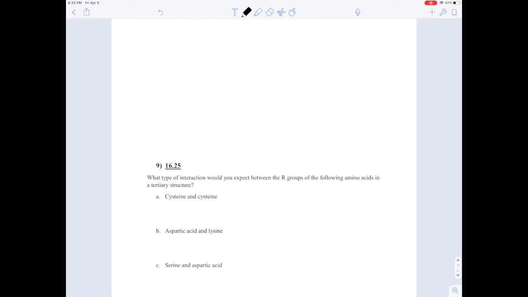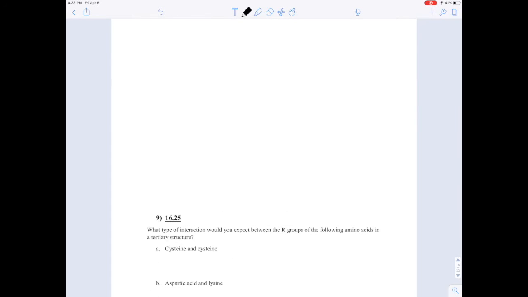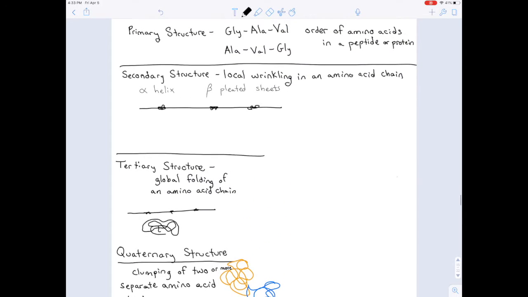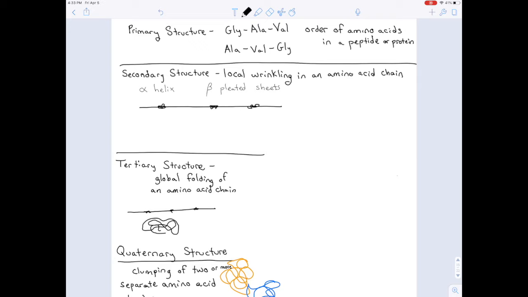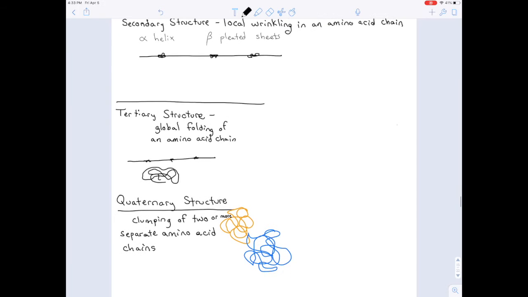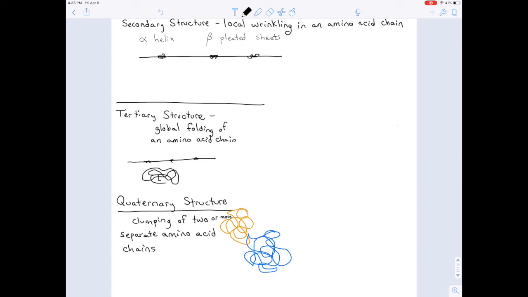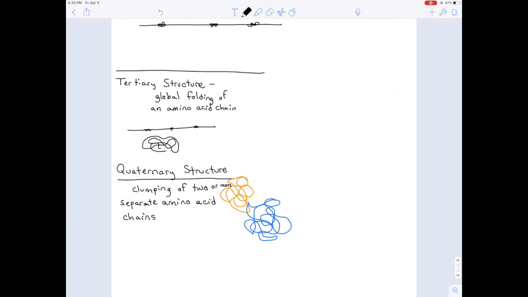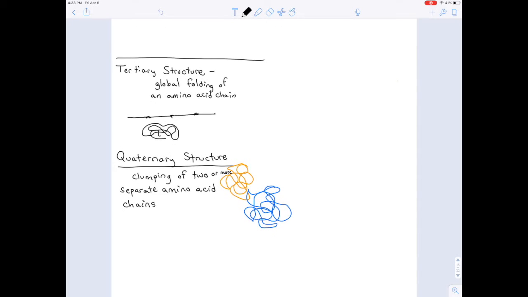So, we talked about in Chapter 16, question 8, the 4 different levels of structure for a protein. Primary structure is the order of amino acids. Secondary structure is local wrinkling in an amino acid chain. Tertiary structure is the global folding of a chain. And quaternary structure is when 2 or more chains clump up without bonding to each other. So here, they're asking us about this tertiary structure. Let's talk for a second about how that forms.